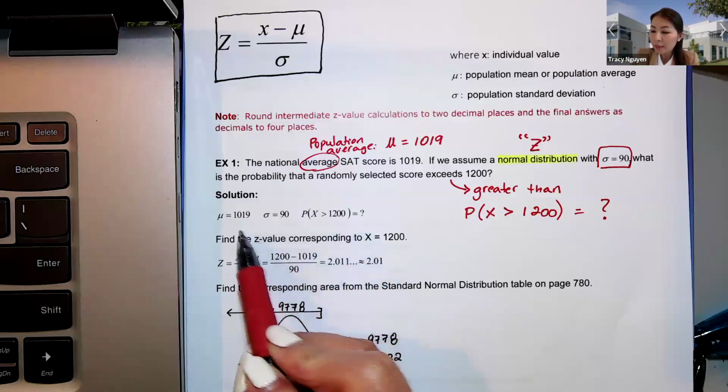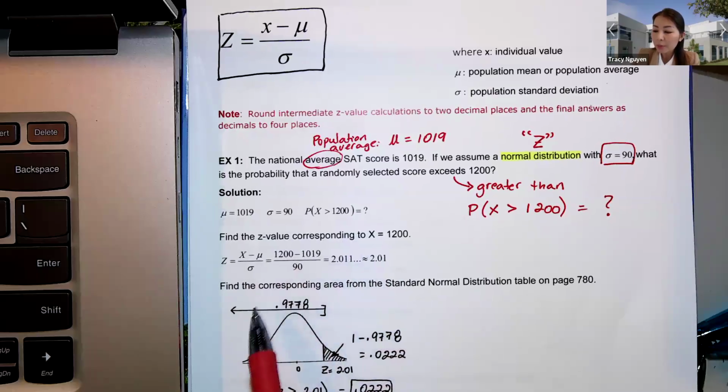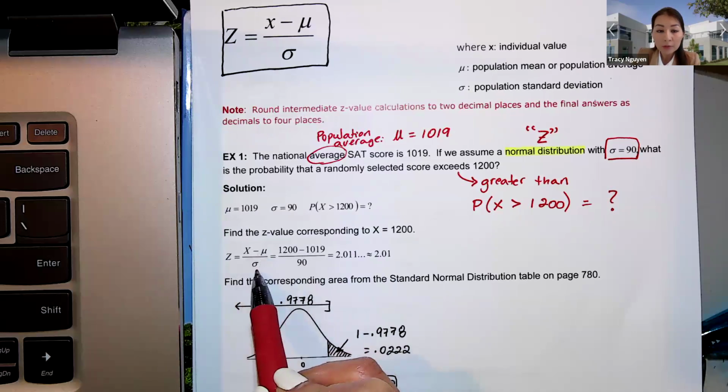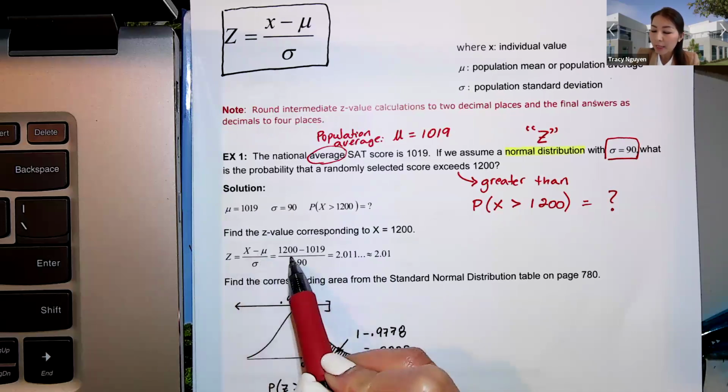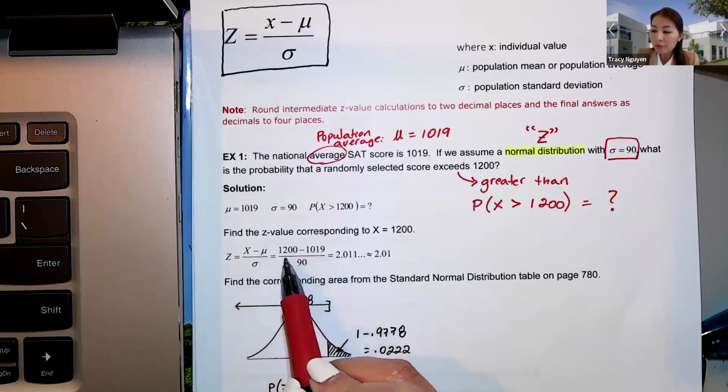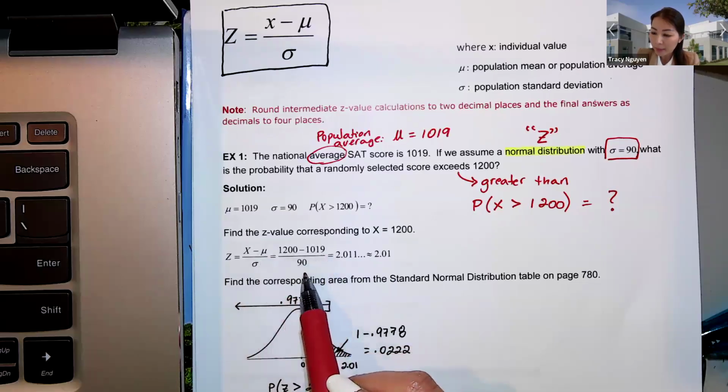We now have these 3 quantities to replace in our formula for z to solve. z equals x minus mu divided by sigma. Knowing that x is 1200 minus mu of 1019, we'll find the difference and we're dividing it by 90.